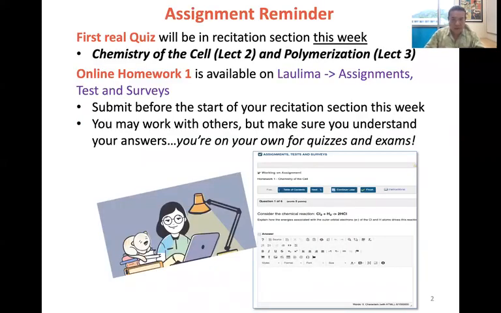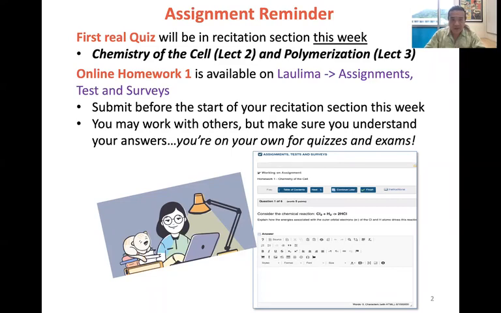So just a quick reminder about this week. In recitation, you will have your first real quiz of the semester. You've had an opportunity to take a practice quiz with your TA in recitation last week so that you could see how it works, with having Zoom open so that your TA can see you and help proctor you during the quiz. And then you have Laulima open and you go ahead and take the quiz in Laulima. So hopefully that went well for you.